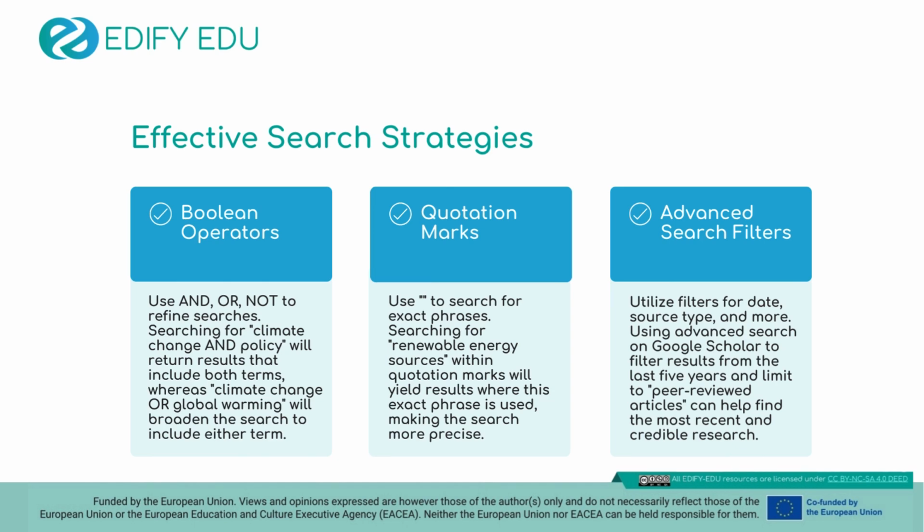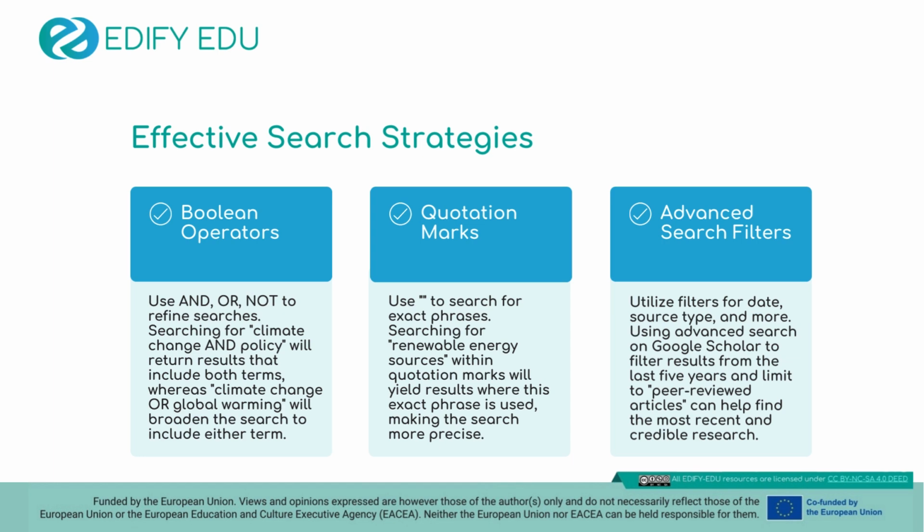Effective search strategies are crucial for enhancing the quality and precision of our research. One key technique is using Boolean operators such as AND, OR, and NOT to refine searches. For example, searching for climate change AND policy will return results that include both terms, while climate change OR global warming broadens the search to include either term, providing a wider range of information.